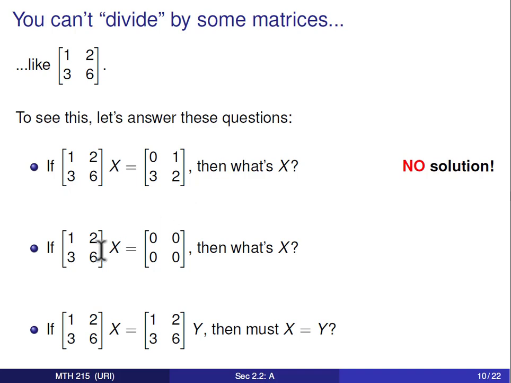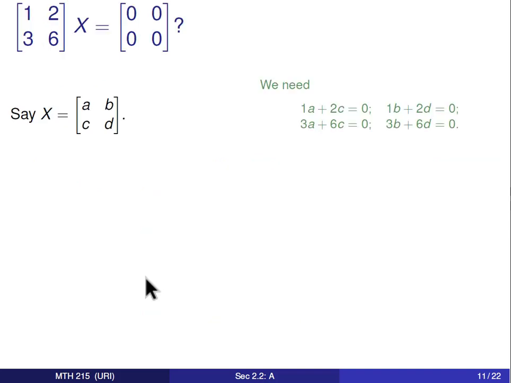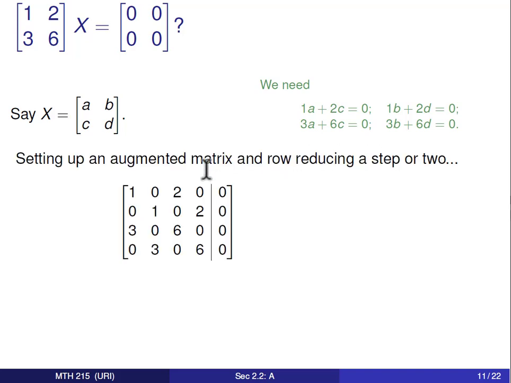Now let's move on to the second question. Well, what happens if you just put the 0 matrix on the right? Couldn't you find a solution for x in that situation? Well, let's start off the same way we did before. We're going to let x be the matrix [A, B; C, D], and again we'll have these 4 equations. This time, because we're setting it equal to the 0 matrix, we'll have 0 on the right-hand side of each one. And as we set up the augmented matrix from before, you can maybe see what's going to happen.